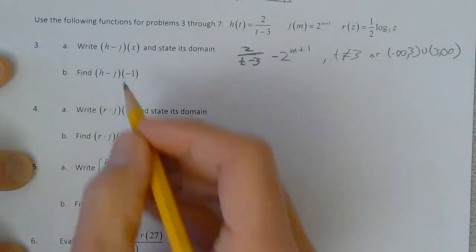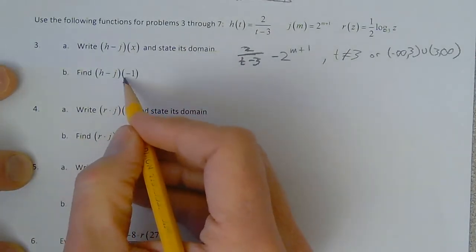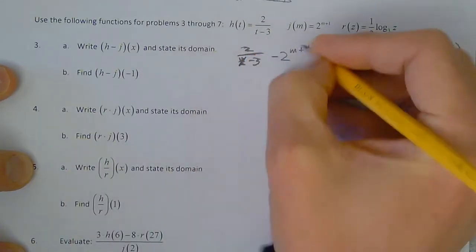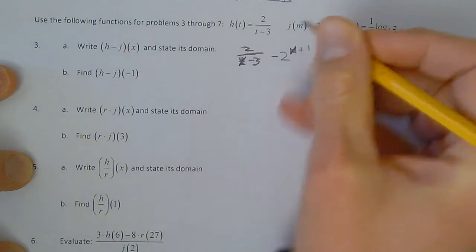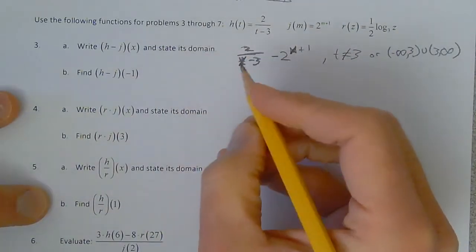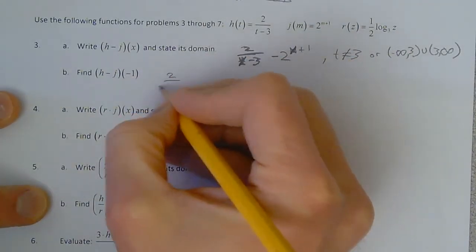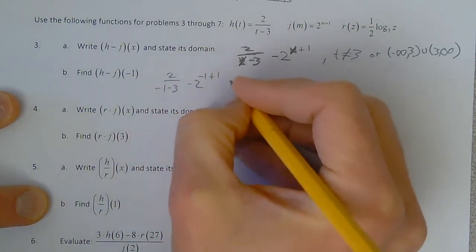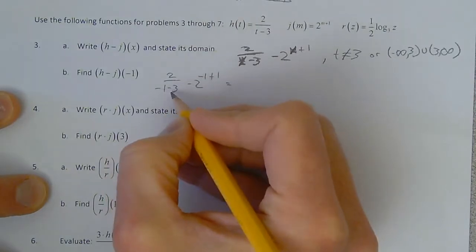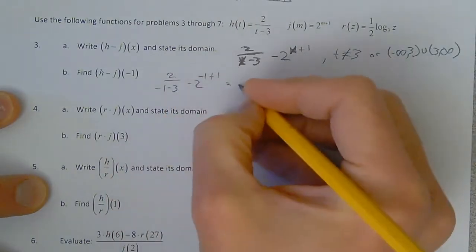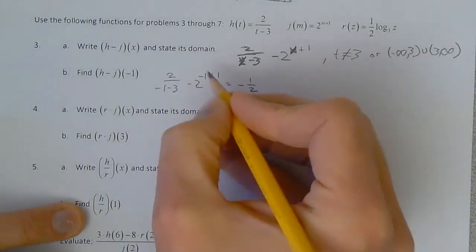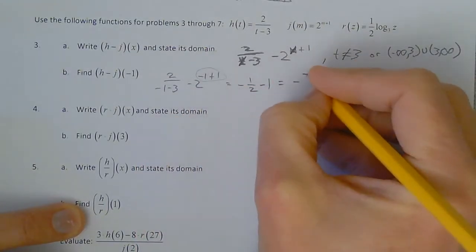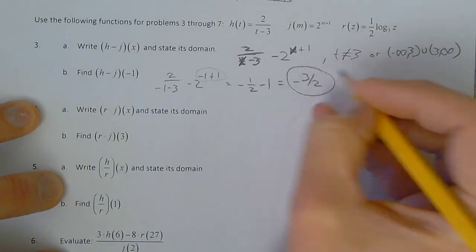Okay. And find h minus j of -1 if we put a of x. So on that original function, these variables are now going to be x's. And now if we replace those x's with -1s, I'm going to get 2 over -1 minus 3 minus 2 to the -1 plus 1. And -1 minus 3 is -4. 2 over -4 is -1/2. 2 to the 0 power is 1, so -1/2 minus 1 is -3/2. Okay.